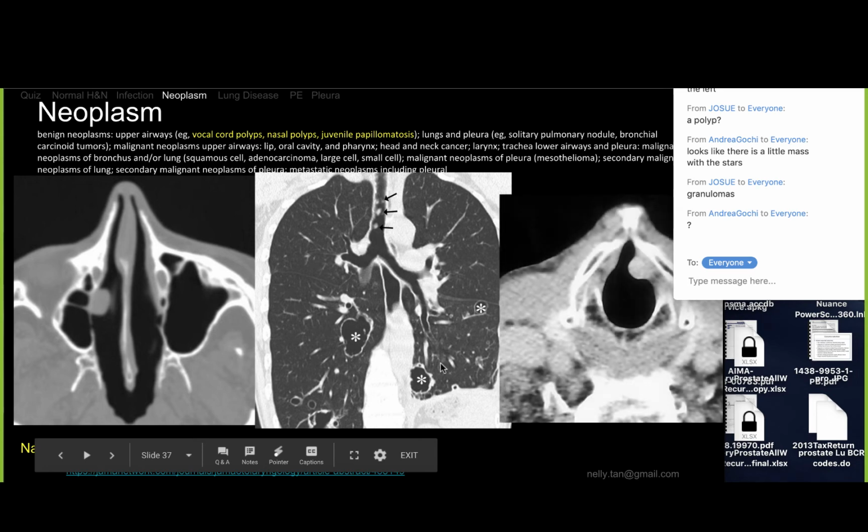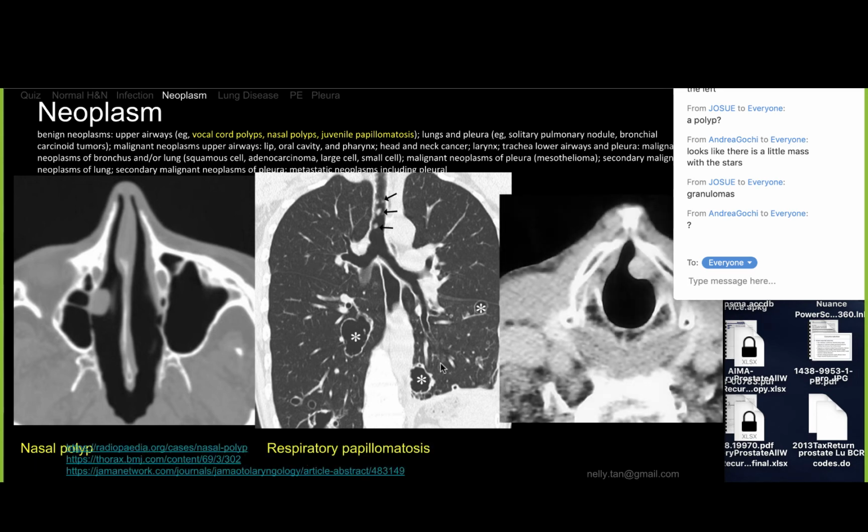And then what about here? So this is at the level of the larynx. This is the hyoid bone. What do you think here? Vocal cord. Laryngeal papilloma. Yeah, it's a vocal cord polyp.